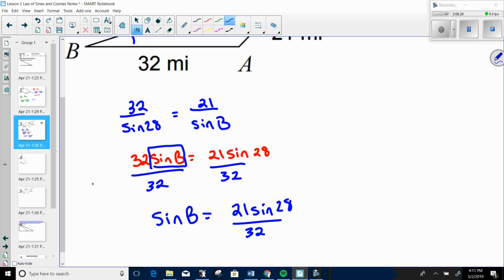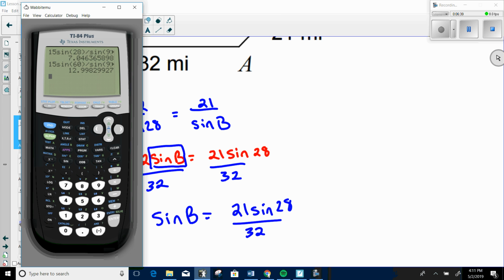Once you get that, then we have to know how to figure out angles. We have to use inverses. So in order to get B, we have to use the inverse of sine. I'll show you how to work the calculator and make that happen. What you have to do is figure out what this decimal is, the 21 sine 28 over 32. So I'm going to type that in: 21 sine 28, close parentheses, divided by 32. I hit enter. And that number, 0.308, is the ratio of sides. So what I do now is I hit second, sine, second, answer.